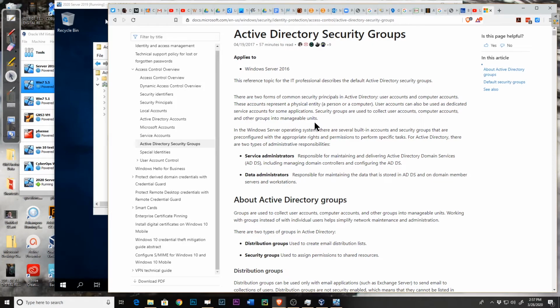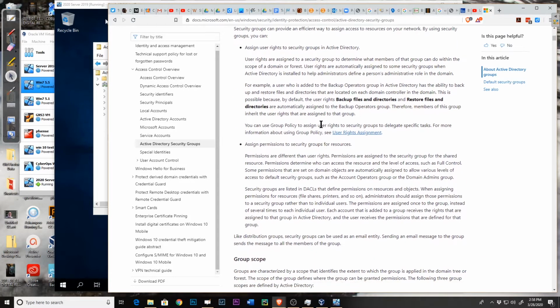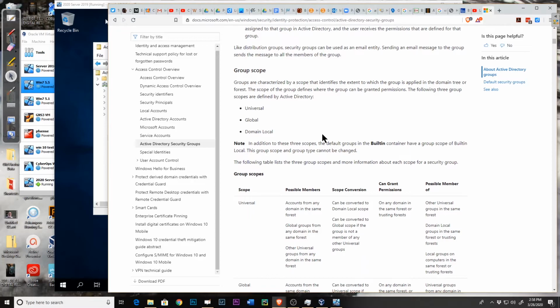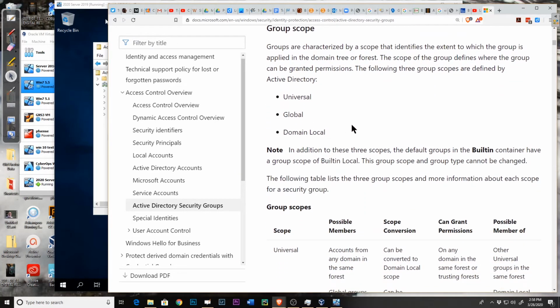Now, I said there were the 4 types of groups. There's actually what's called a distribution group, and these are for distribution lists, and we're not going to address those. But on those security groups, there are the local groups, which, as I said, we're not going to deal with. But then there are that universal, global, and domain local.